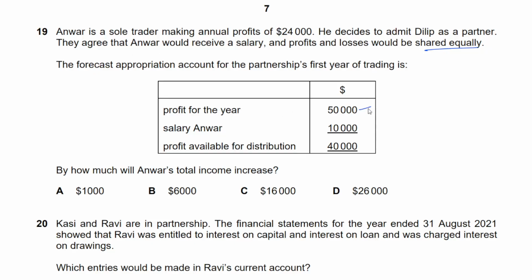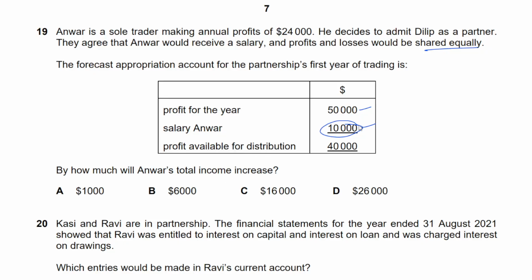So we make some profit. We give some money directly to Anwar. That's what we do in appropriation. We give money, or we take money from those, like we adjust the profit a little bit by those amounts. So this is just distribution of profit. It's not an expense. It's just a distribution of profit. Anwar is the owner. We're just giving him 10,000 separately, and then we'll divide the profit. By how much will Anwar's total income increase?